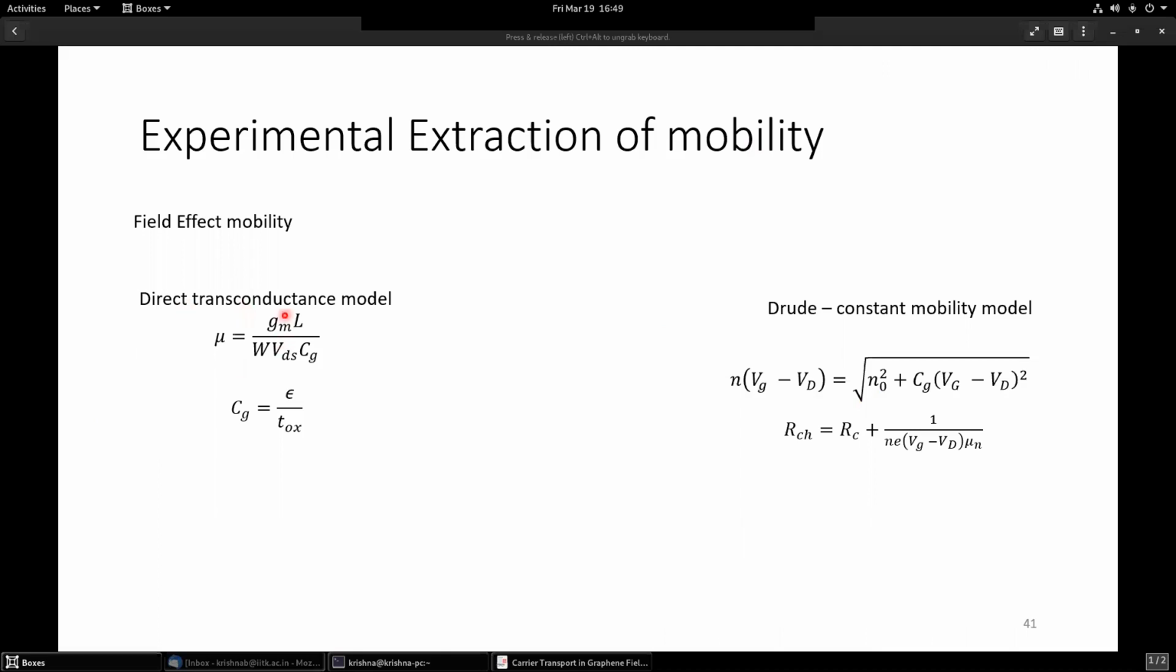One is called the direct transconductance model, where the mobility is given by GM, the transconductance, times length over width of the channel, divided by VDS, the drain to source voltage, and CG, the gate capacitance. As we all know, CG is normalized to area, so it's epsilon by Tox. Another way to extract mobility is called the Drude constant mobility model. So what they do is you assume that there is some intrinsic carrier density N naught, and you use this capacitance model to get the additional charge density. And once you know, the total channel resistance is given by the contact resistance plus the Drude resistivity, right? 1 by N mu e. That kind of a way you can actually get the channel resistance. So once you know the channel resistance, you get the mobility.